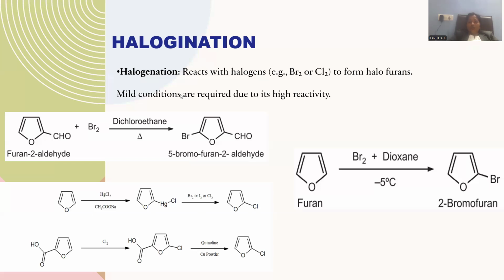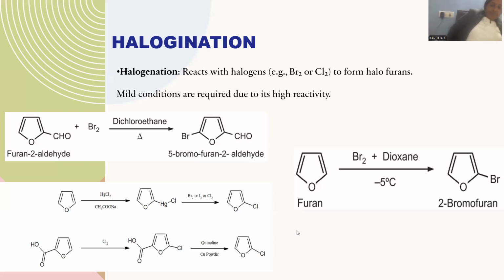We need to provide mild conditions; only then is monosubstitution possible. Otherwise, it will go for polysubstitution. That's the reason why I'm taking mild reagents. And this is called furoic acid: furan having a carboxylic acid at position number 2. Chlorination is applied, generating chloro at position number 2. Later I may treat with quinoline or copper powder, which is the decarboxylating agent. Carbon dioxide will be removed from position number 5, so that 2-chlorofuran will be generated.